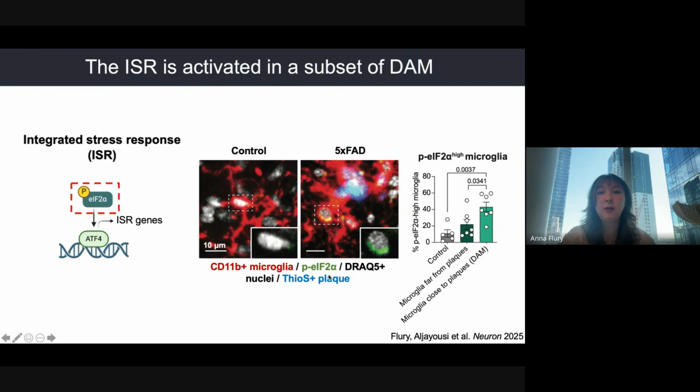And what we see is increased levels of the green phospho-EIF2 alpha in our disease-associated microglia, especially in those microglia that are close to plaques. So that will be our DAM subset. So we see that around 40% of those plaque-associated, disease-associated microglia contain elevated levels of our ISR activation marker.